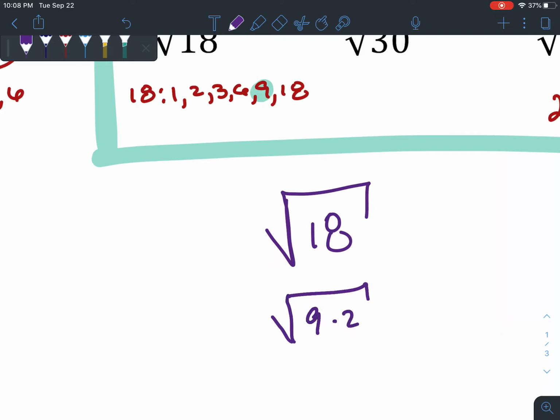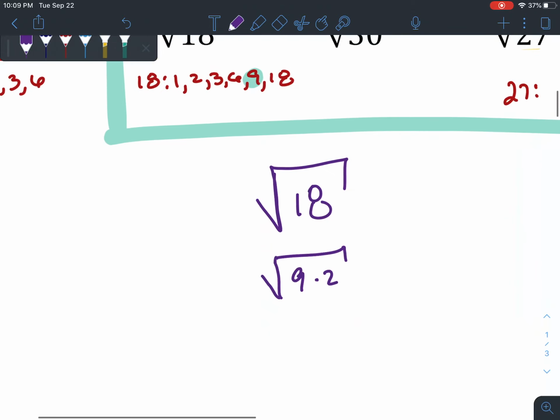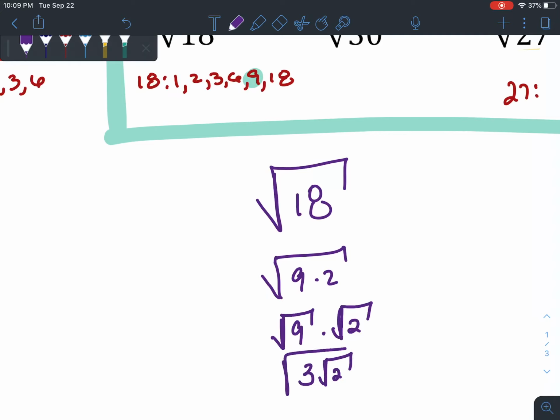Good, 9 times 2. We can break that up. Now we can have radical 9 times radical 2. And then we can simplify if we can. Radical 9, same thing as square root of 9, is just 3. And radical 2 is just going to say radical 2.